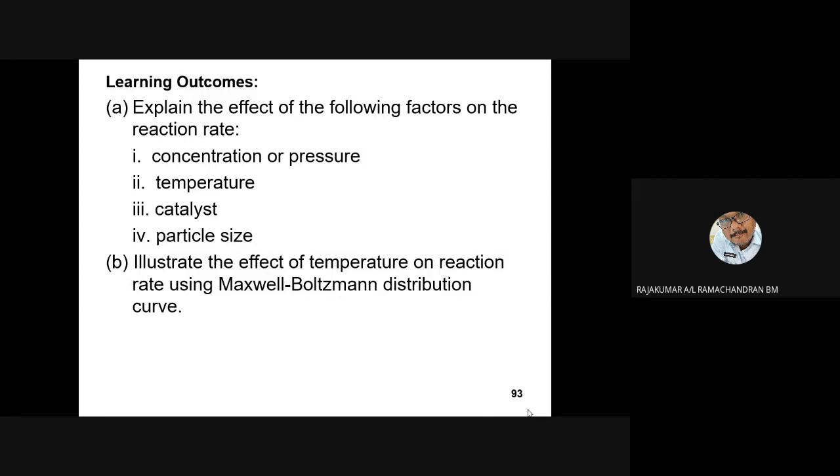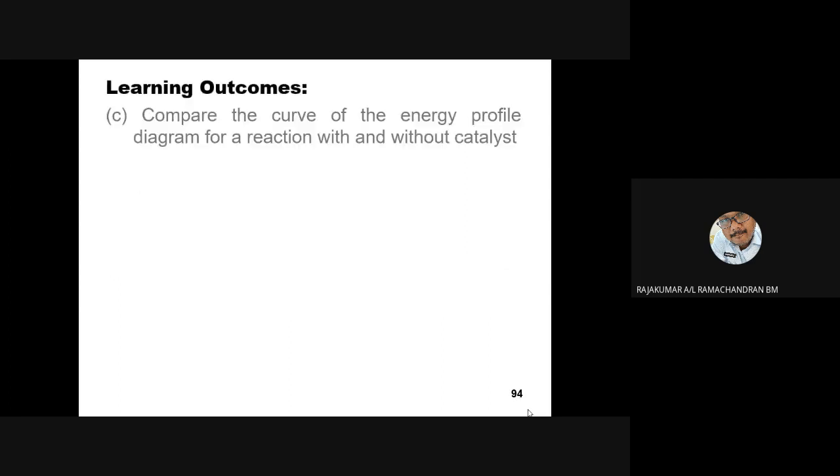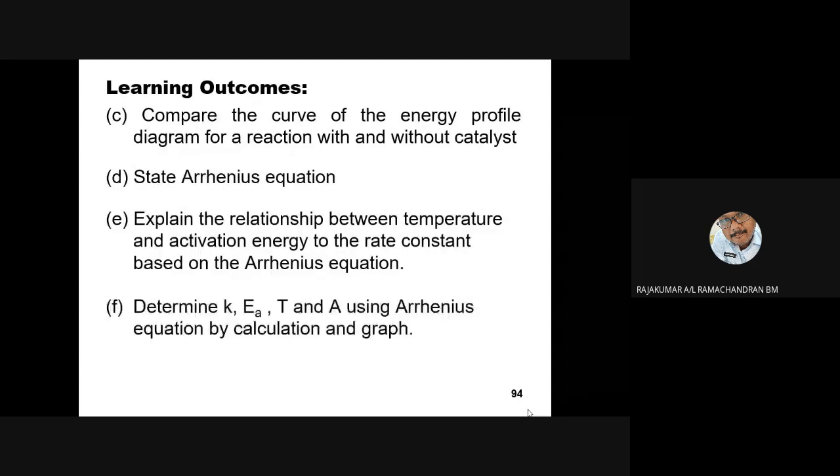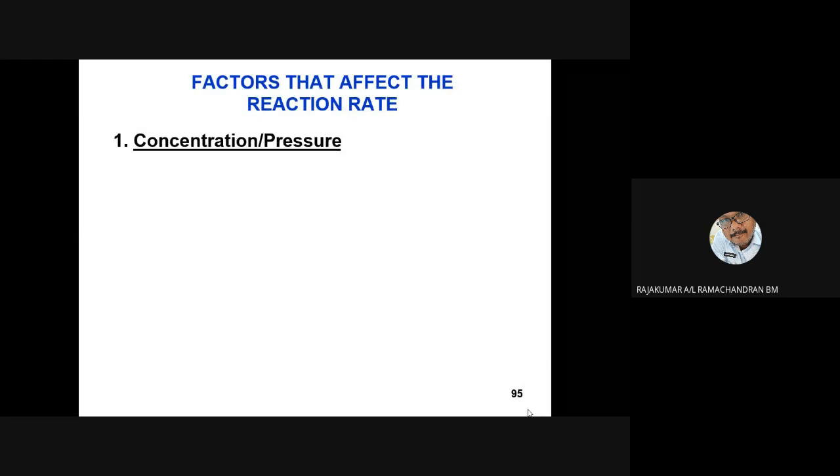What is the effect to the rate of reaction if we manipulate the factors? First is concentration or pressure, second temperature, third catalyst, fourth particle size. And then for the effect of temperature, we will be using Maxwell-Boltzmann distribution. Okay, this is the continuation, Arrhenius equation, all this the last part. Okay. First factor is concentration or pressure.